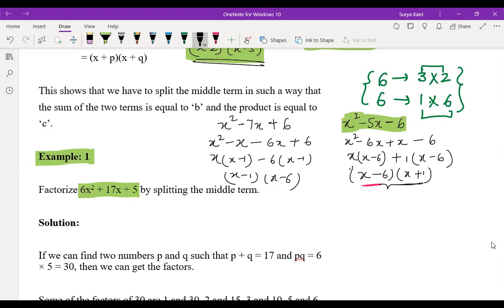Sriyanvi, tell me your answer. Sir, is it x plus 2 and x plus 15, sir? X plus 2 and x plus 15. Sai Charan, what about you? Sir, now only I'm doing, sir. Two minutes. Yeah, fine.